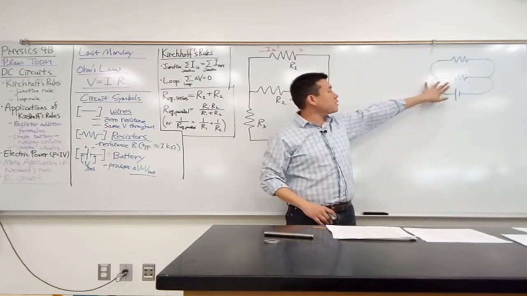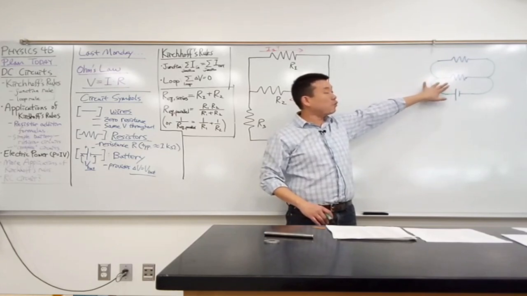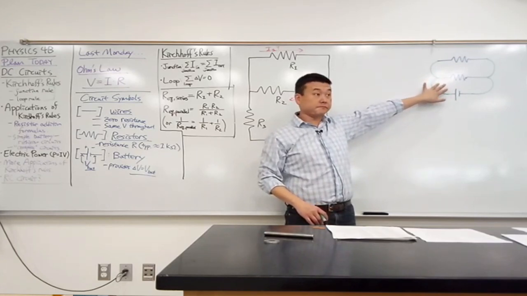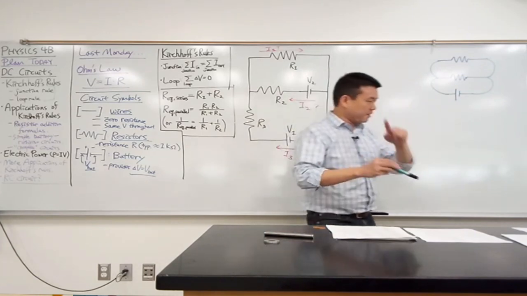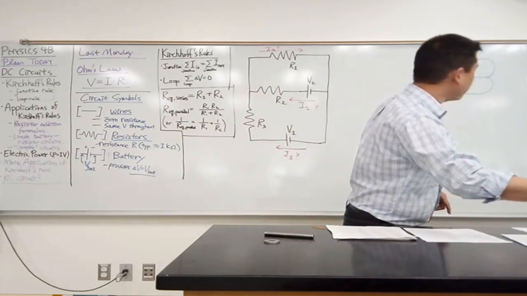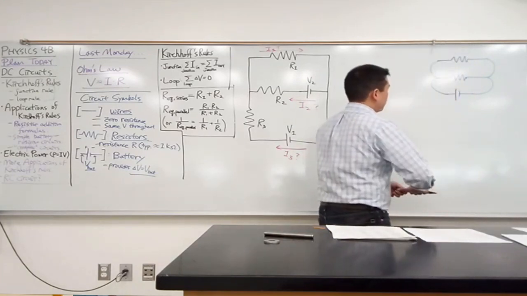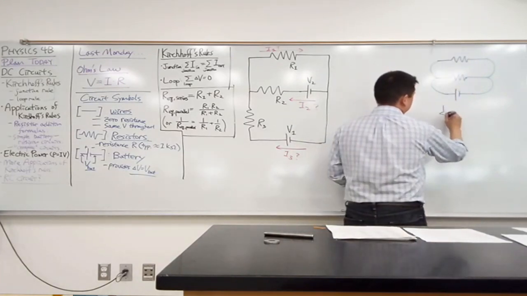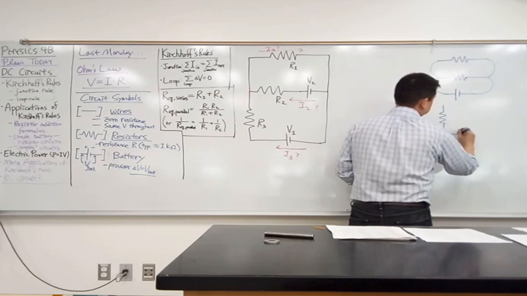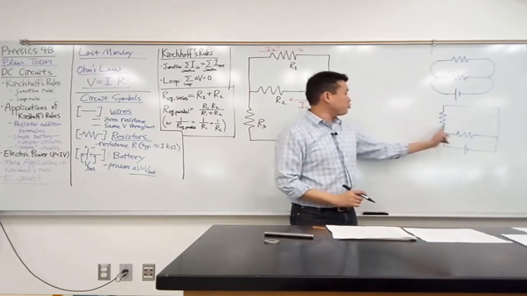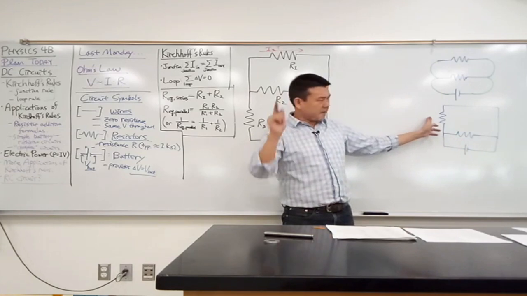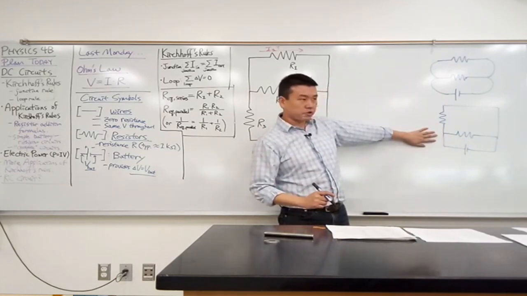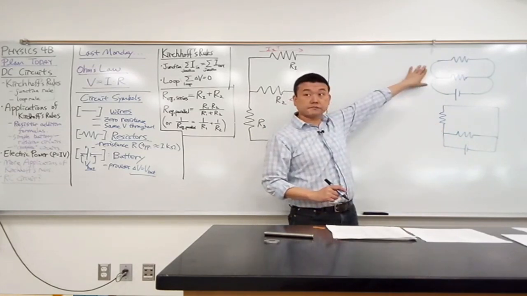So give me some definition of why you would not call this parallel. While you're thinking about that, let me draw an alternate version of this circuit. If I have a circuit diagram that's drawn like this, would you say that these two resistors are in parallel? In fact, let me ask you a different question. Is this circuit equivalent to this circuit?